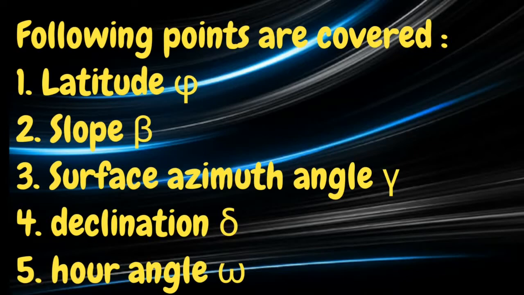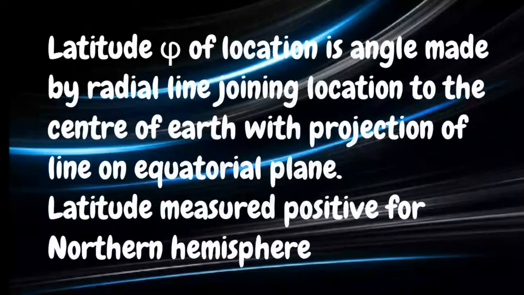Now we will move to the first point, latitude phi. It's a notation, we will denote it by the sign phi. So what is the definition? Latitude phi of a location is the angle made by the radial line joining the location to the center of earth with the projection of the line on the equatorial plane. Latitude is measured positive for the northern hemisphere. So this was the definition. Now we will understand this term.